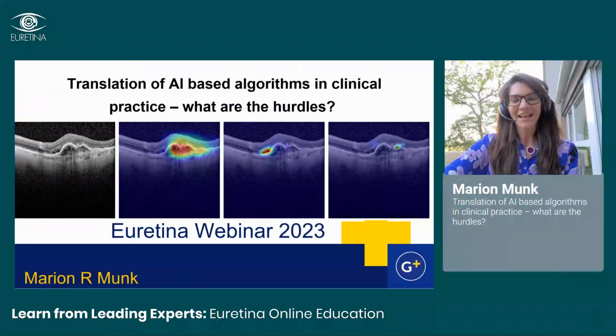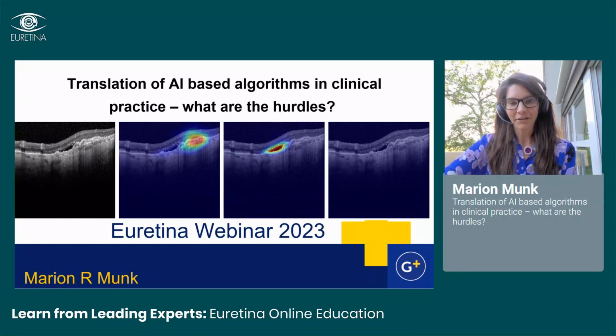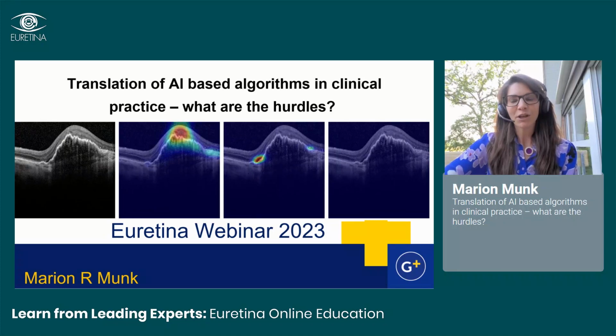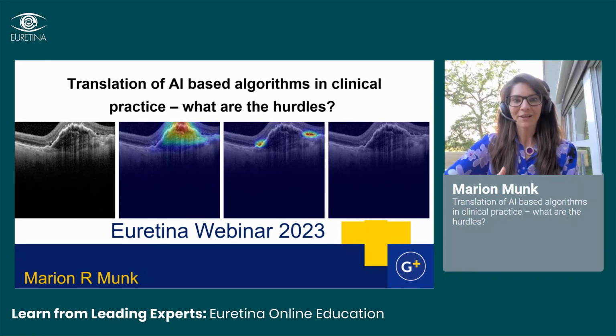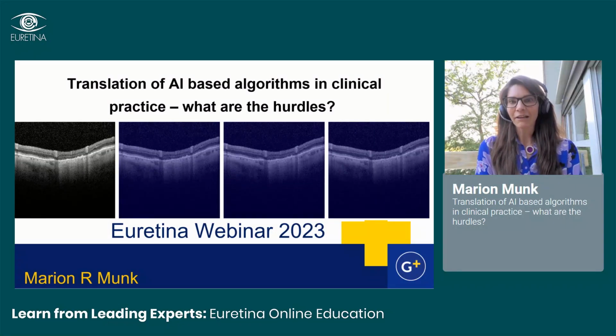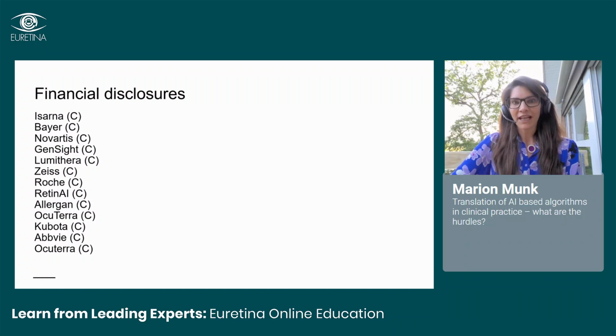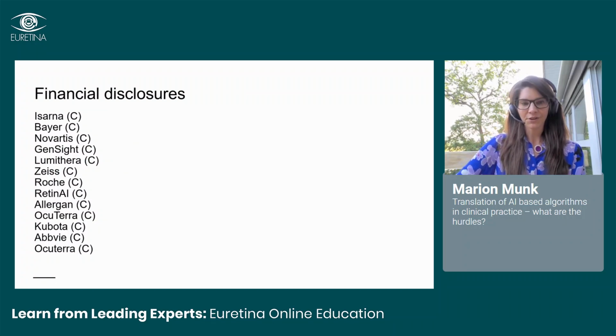So I will start by talking a little bit about the translation of AI-based algorithms in clinical practice and what the hurdles are. What is the reason why we do not yet have tremendous numbers of different AI algorithms in our clinics? These are my financial disclosures. None of them are relevant to this talk.